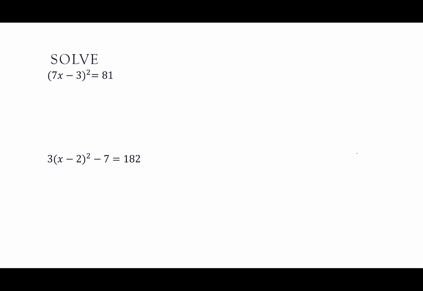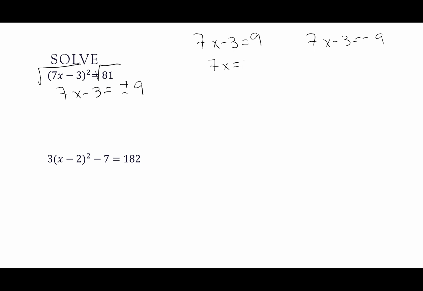So just a couple more to make sure we understand what we're doing and to see how much bigger this can get. Start with the square root of both sides when I have 7x minus 3 squared is 81. I have 7x minus 3. The square root of 81 is plus or minus 9. Because these are integers, I immediately separate it: 7x minus 3 is 9, 7x minus 3 is negative 9. I add 3 over, so 7x is 12. I divide by 7, I get 12 over 7.